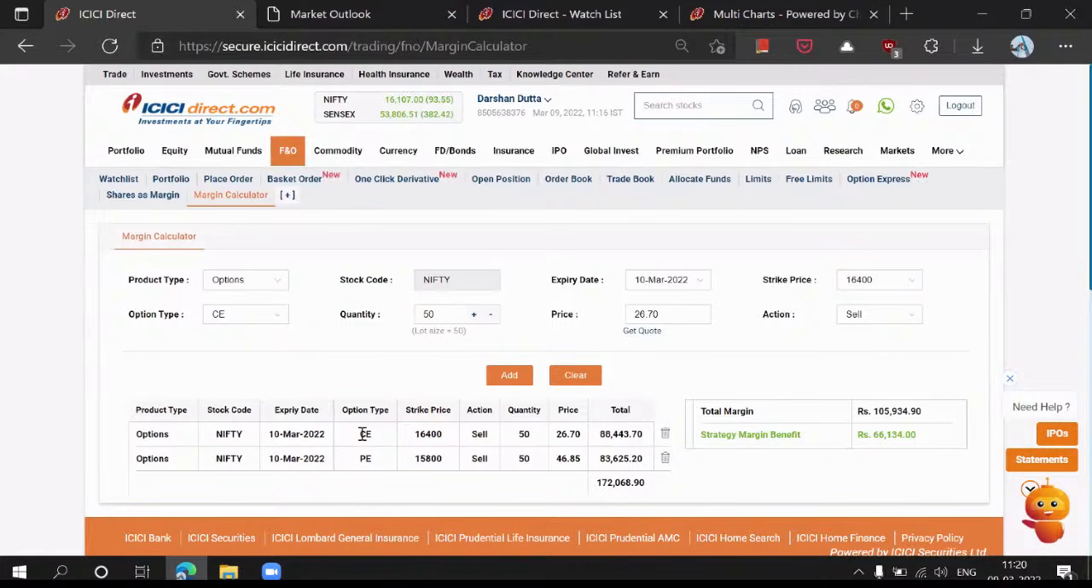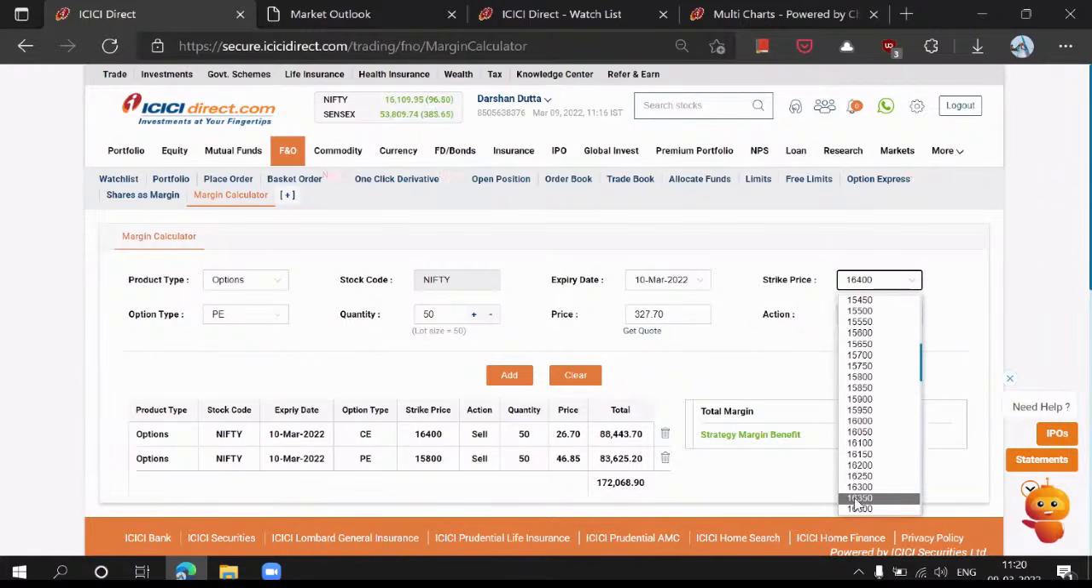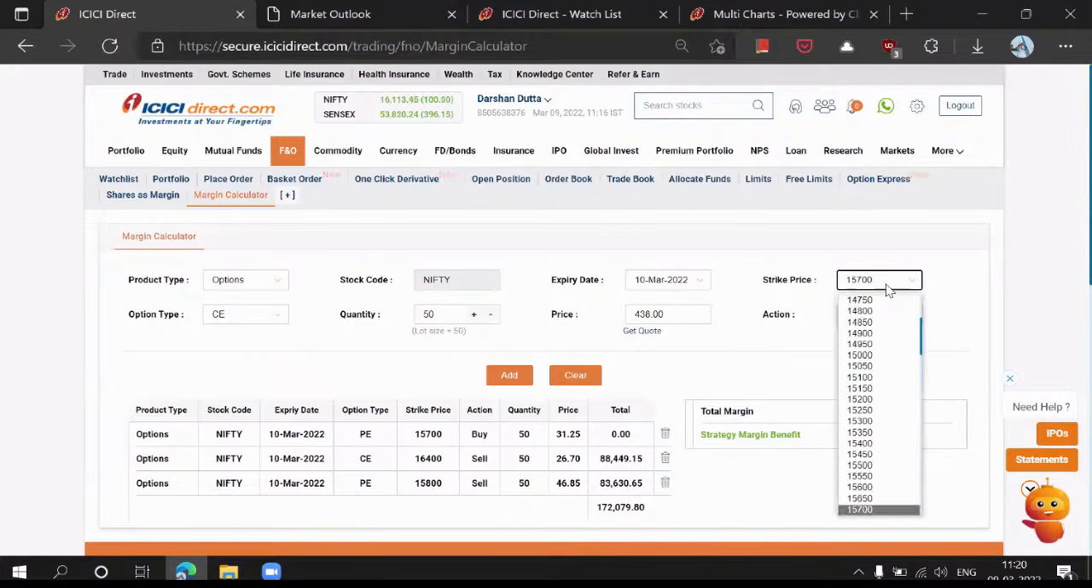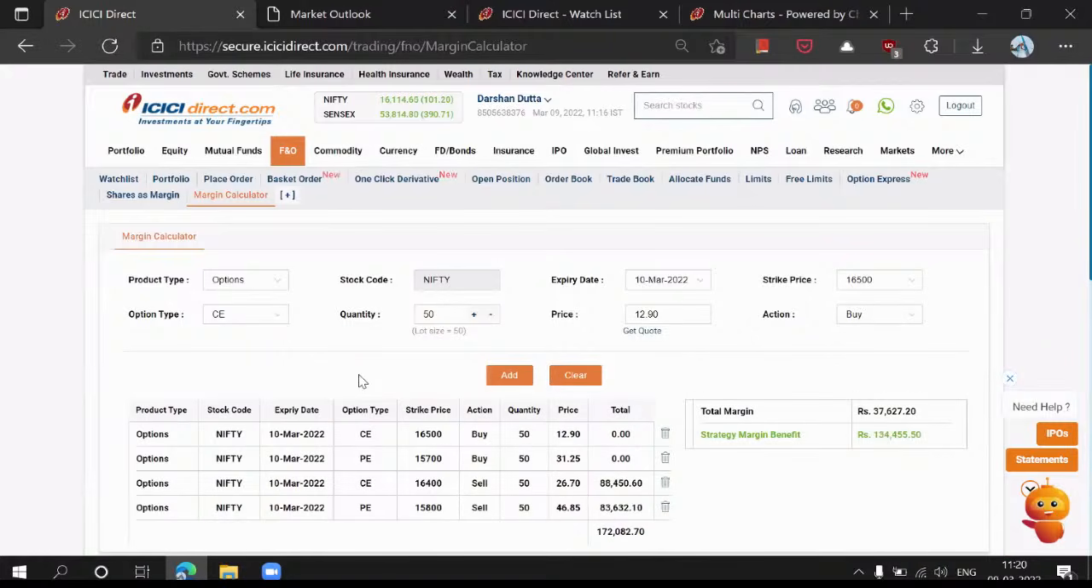Now, this is still an unhedged position, because if the markets had to go down, the puts will make money and the calls will expire worthless, but the puts are at significant risk. So what is very important to do is just buy out of the money put options. If you've sold 15,800, buy 15,700 puts. Yeah, 15,700 puts. And on the call side also, let's buy 16,500 calls.